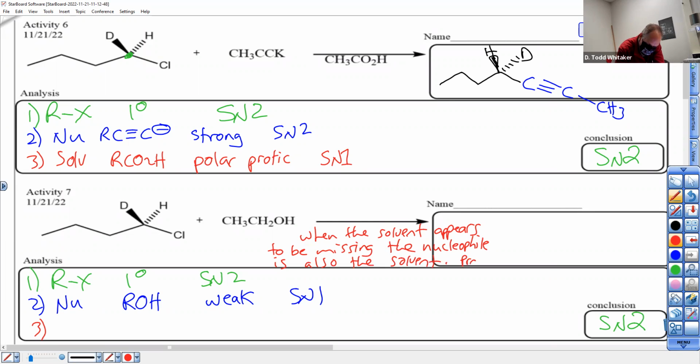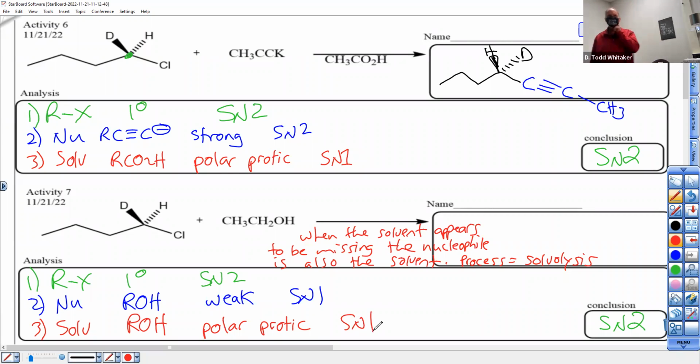And the process, when that's the case, it's got a name. You'll see it in other videos. It kind of says that the solvent's going to break the molecule apart. That's what the word solvolysis means. And that means your solvent is also ROH. Please don't tell me it's weak. That's not a solvent category. This is a solvent that can hydrogen bond. Polar product. SN1. Please don't write SN1 in that box. I know we can't. I already wrote SN2. Good move. Yeah.